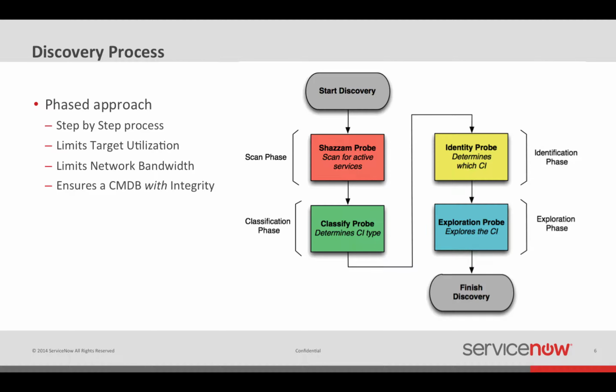After that designation is made from the identification phase, we hit the exploration phase, where it runs these different calls, SSH, WMI, depending on what type of device it's connected to, interrogating it and basically pulling back the information it needs. RAM, operating system, software, just to name a few areas that are commonly found. This means we limit target utilization, limit network bandwidth, and ensure your CMDB has integrity.